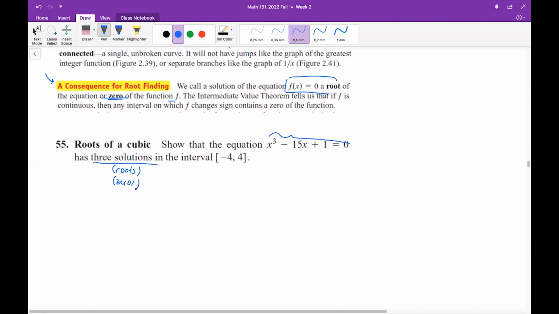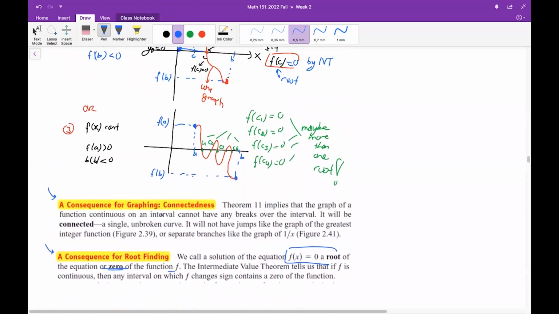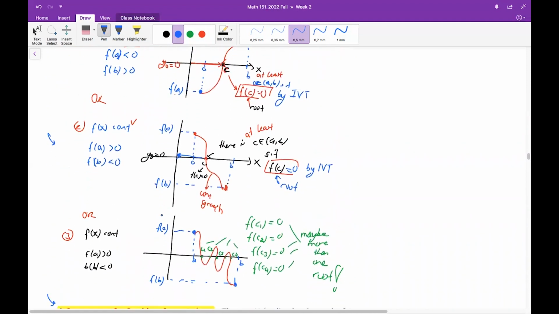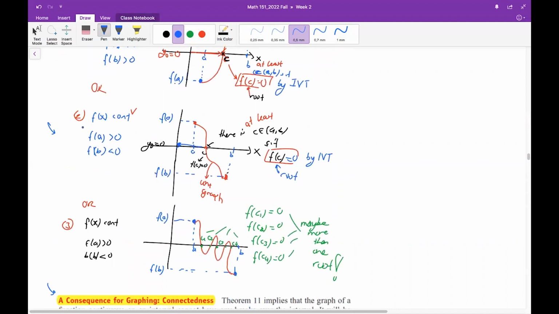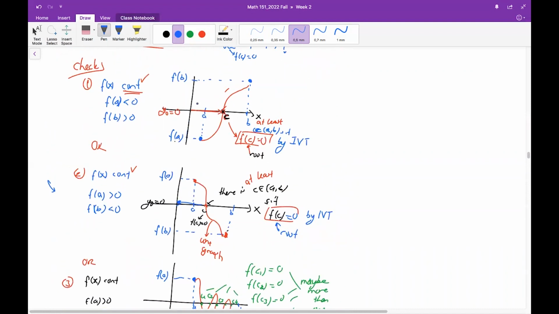Okay, so what is the function here for which we will prove there are 3 roots over this interval? This is our function, right? So let's take it: x cubed minus 15x plus 1. We want to prove that there are 3 roots. That's why we want to use the intermediate value theorem and the ideas explained here. So I will try to find a positive value of the function and a negative value of the function.